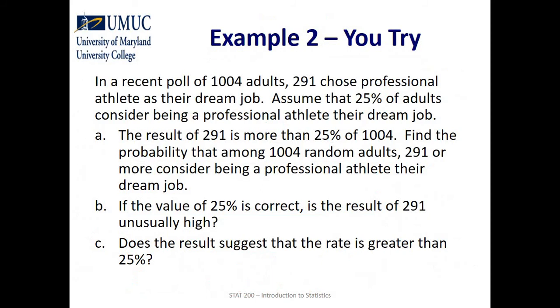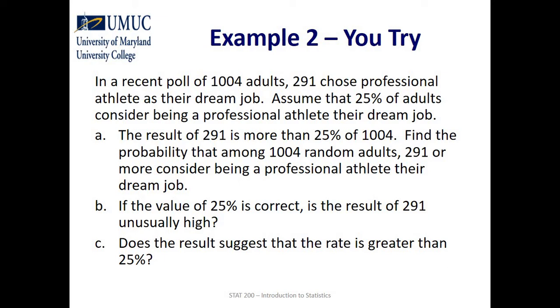All right, here's an example I want you to try. In a recent poll of 1,004 adults, 291 chose professional athlete as their dream job. Assume that 25% of adults consider being a professional athlete their dream job. The result of 291 is more than 25% of 1,004. If you want to actually do the math, 25% of 1,004 would be 251. Okay, so it's higher, but not a lot higher.